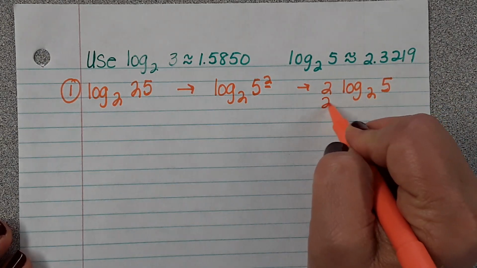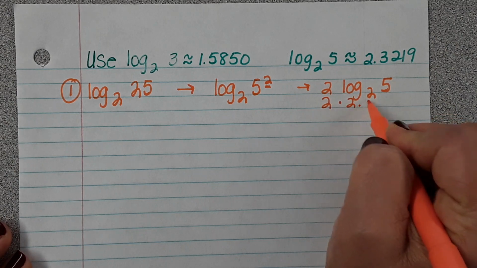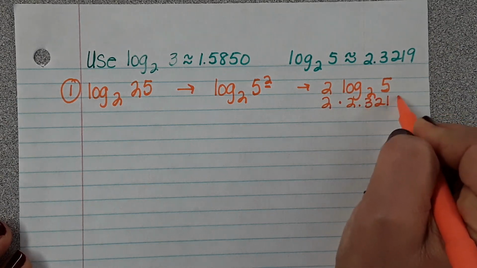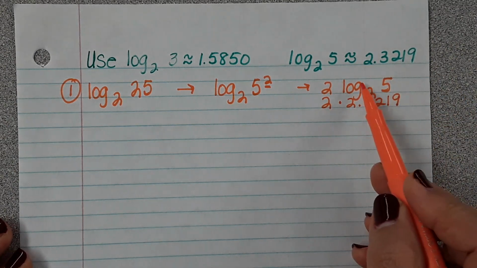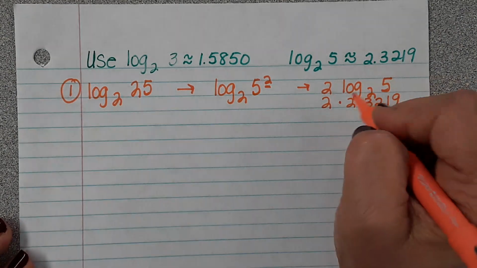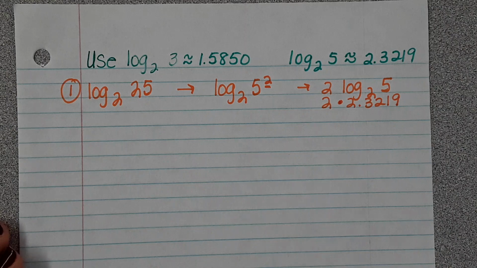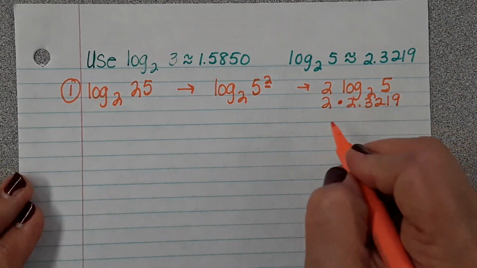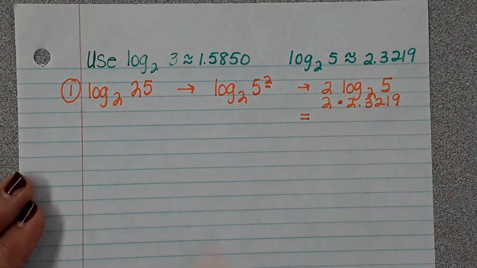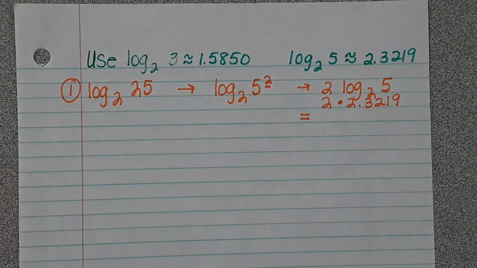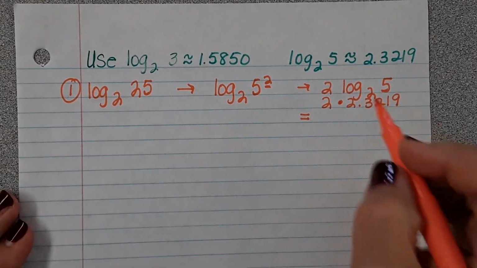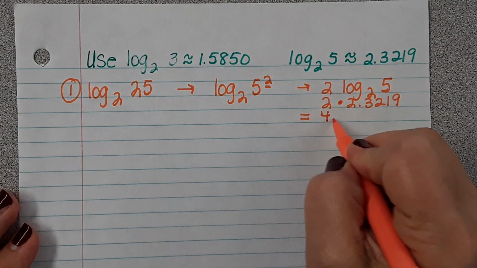So we're going to do 2 times 2.3219, because I gave you log base 2 of 5. So we're going to multiply, and what is your answer? Use your calculator and let's find out. I want everyone to try it. Brooke. 4.643.